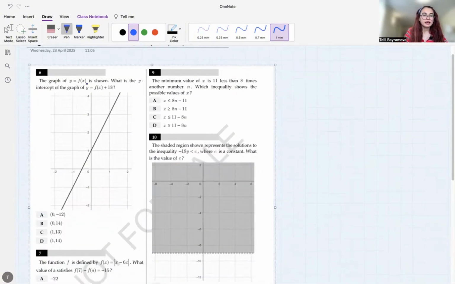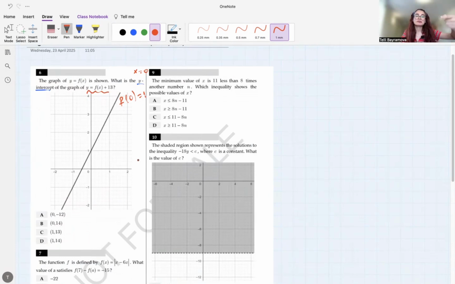So the question shows what the y-intercept is. Again, y-intercept means that x equals 0. So what is the y-intercept of f of x? f of 0 equals 1. And the new function is plus 13. It means 13 units up. So the new f of 0 will be 14, because 1 plus 13, it is 13 units up. So f of 0 is 14.